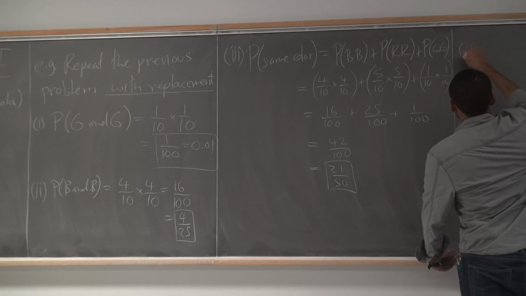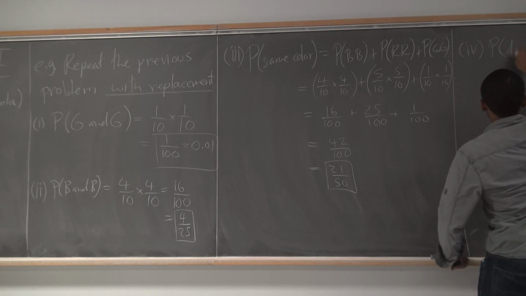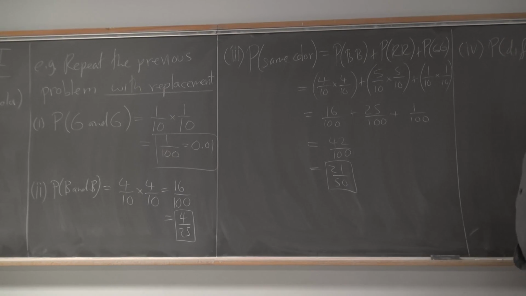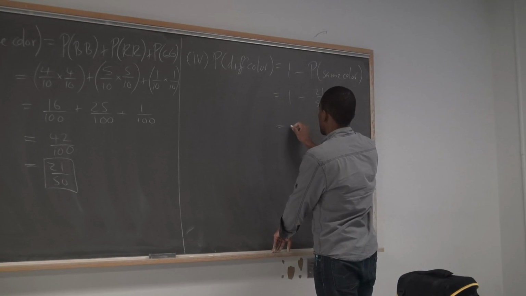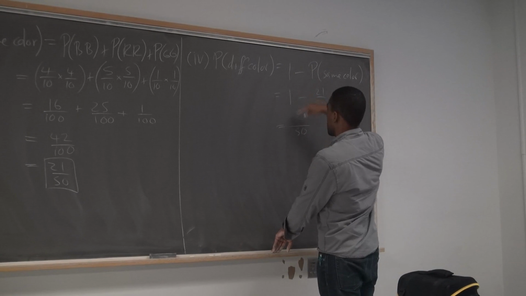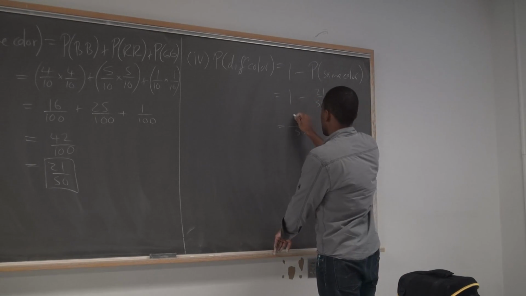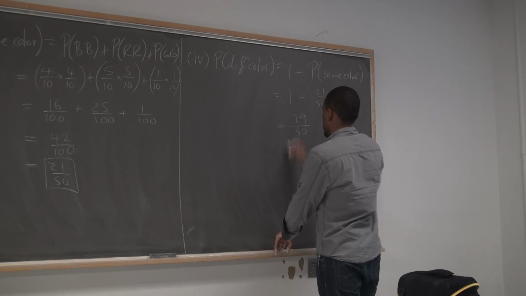And 4. Probably a different color altogether now. One is probably the same color. Leaves us with what? Alright, just think of this as 50 over 50, 29 out of 50. Can't simplify.